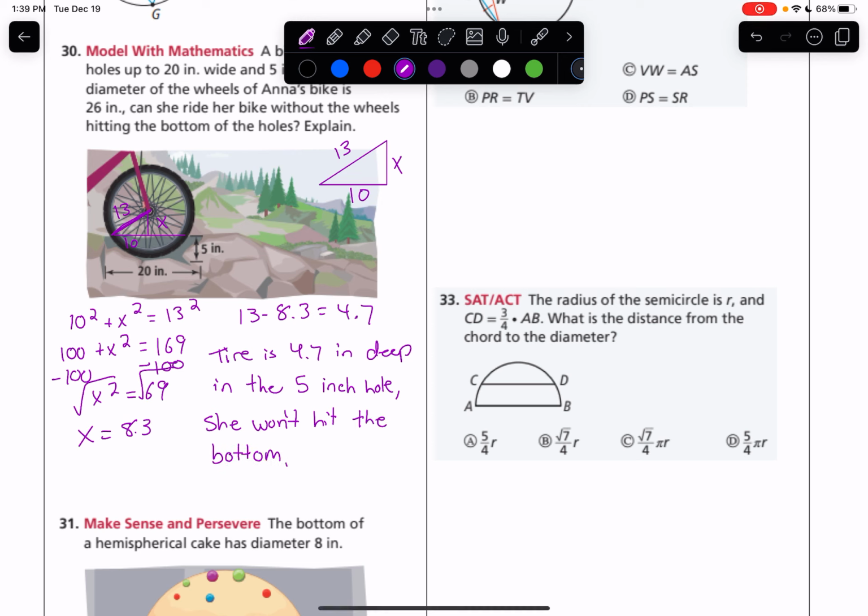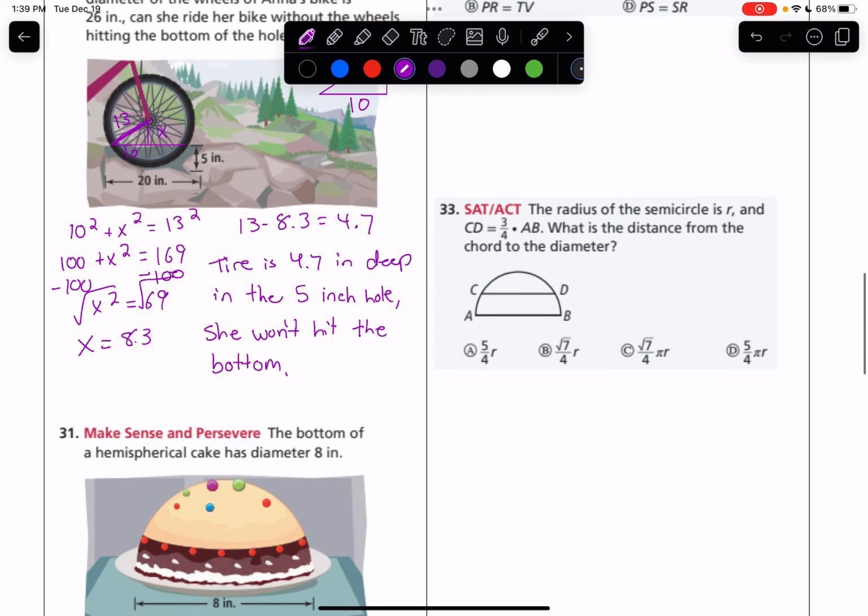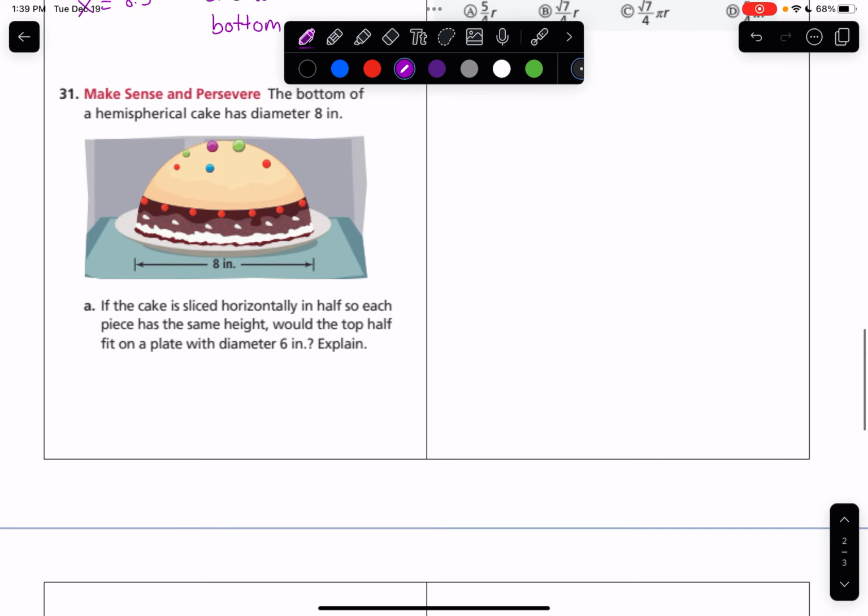Bottom. There we go. Number 31, we have a hemispherical cake, which is always weird. The bottom of a hemispherical cake has a diameter of 8 inches. That's nice that they give that to us, because if that's the bottom of a hemisphere, we know the radius of the cake is 4 inches from the center to any point. If the cake is sliced horizontally in half so that each piece has the same height, would the top half fit on a plate with a diameter of 6 inches?